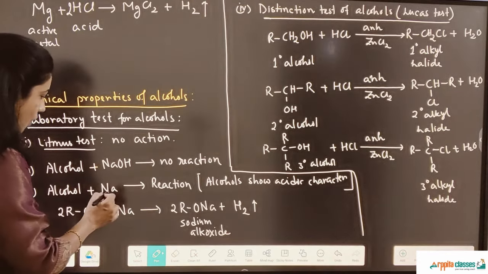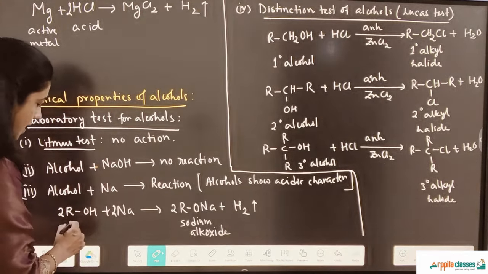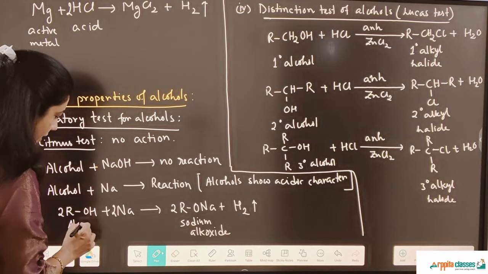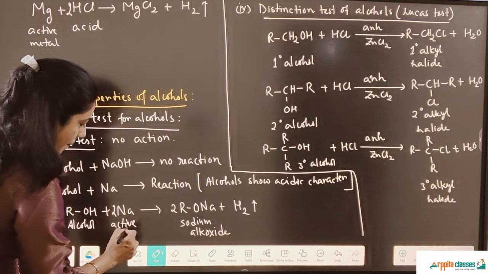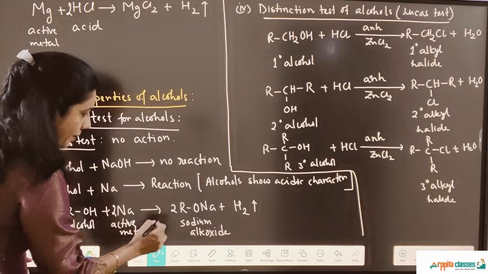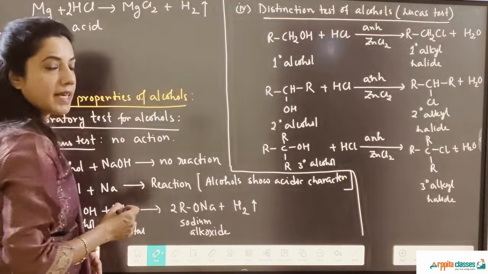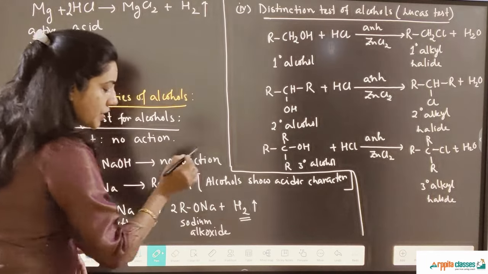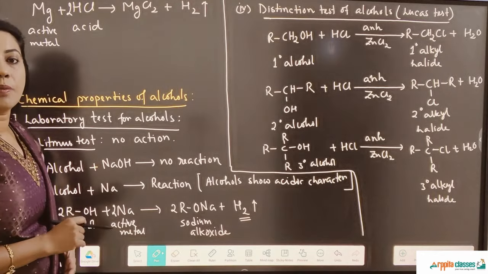Now see here, alcohol reacts with Na. Na is an active metal. There is a reaction, and what is the reaction? This alcohol reacts with Na, which is an active metal, and it forms RONa, which is called sodium alkoxide, plus hydrogen gas. Since it is producing hydrogen gas with the active metal Na, therefore alcohols are considered to be acidic.